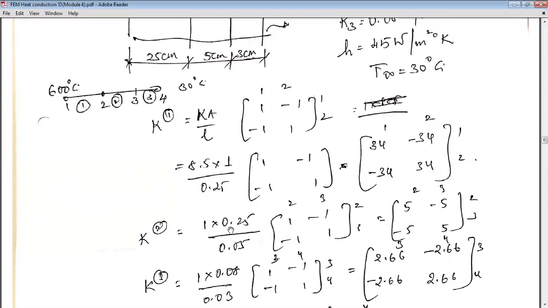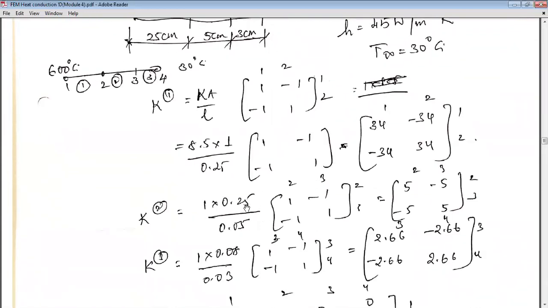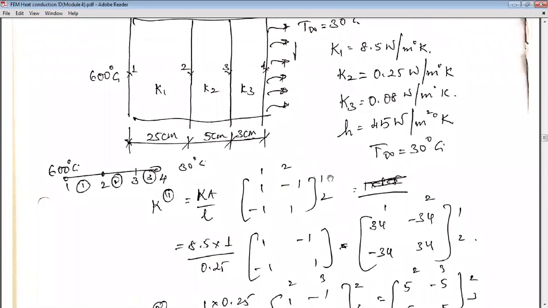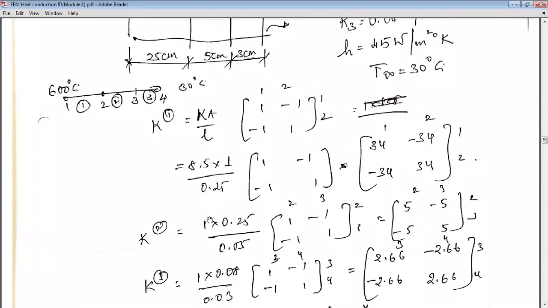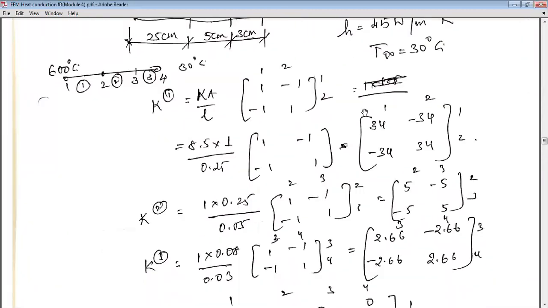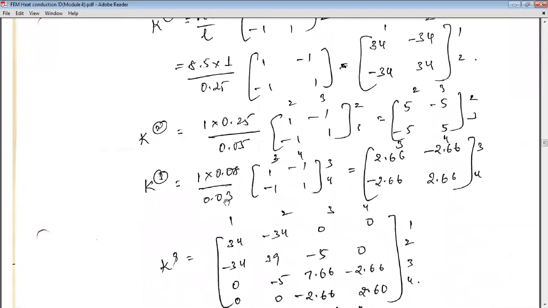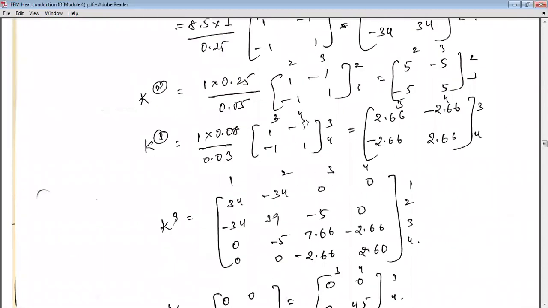Similarly, k2 is kA by L. K2 is 0.25, A is 1, L is 0.05 meters. Don't get confused, 1 is the A. K2 is 0.25. Then substitute, you'll get this value. Similarly for k3, 1 is area, kA by L. K3 is 0.08. L3 is 0.03 meters, 3 centimeters is given. So you can easily understand these 3 steps. You are able to find k1, k2, k3.